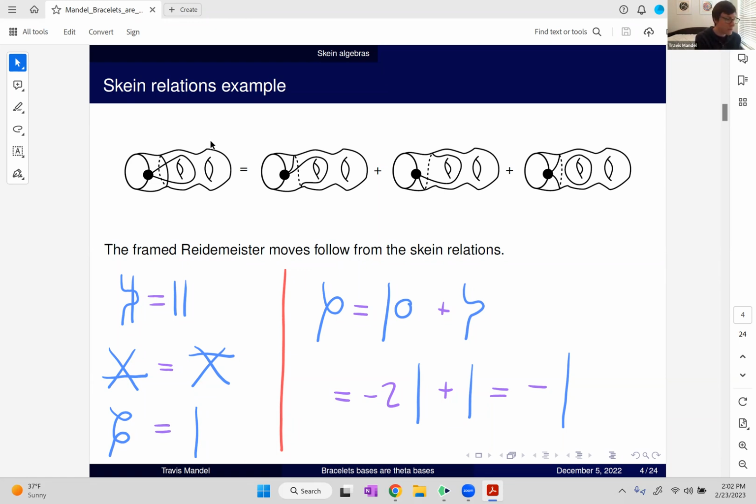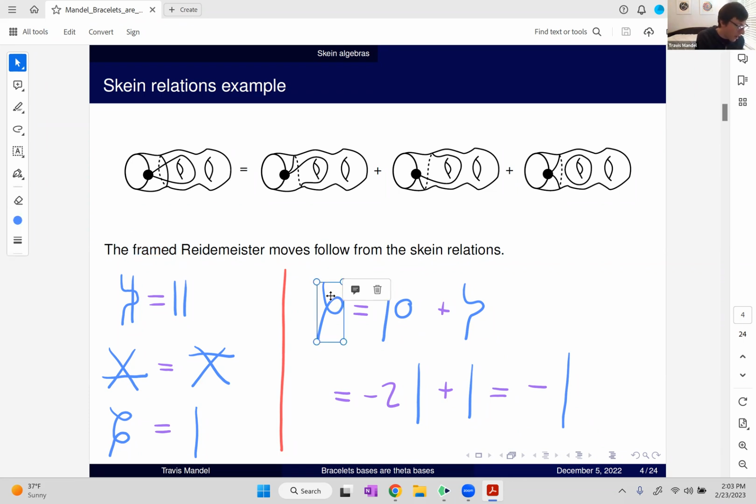That gives us 4 curves, but one of them will have a contractible arc, and contractible arcs are 0. So we end up with 3 terms. This thing on the left here is equivalent to the sum of 3 terms. And then also using the skein relations, you can check that the Reidemeister moves are satisfied. I should say you have to use the framed Reidemeister moves.